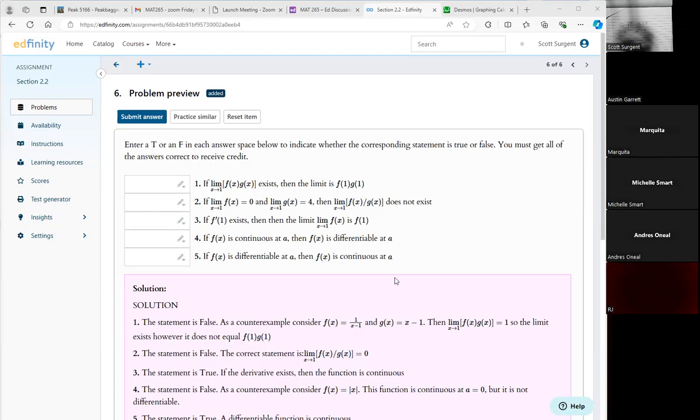Number 1, let's see, we've got the product f of x, g of x. If the limit of f of x times g of x as x goes to 1 exists, then the limit is the functional value. Not necessarily, it could have a hole there. Okay. And then number 2, the limit as x goes to 1 of f of x is 0, and the limit as x goes to 1 of g of x is 0, then actually in this case it does exist, so I guess it's false.